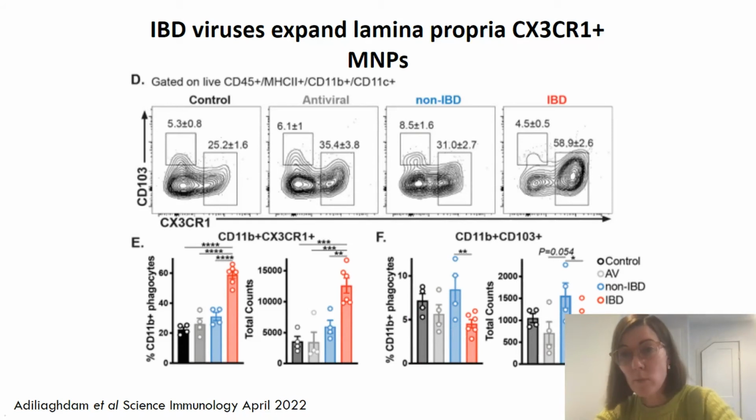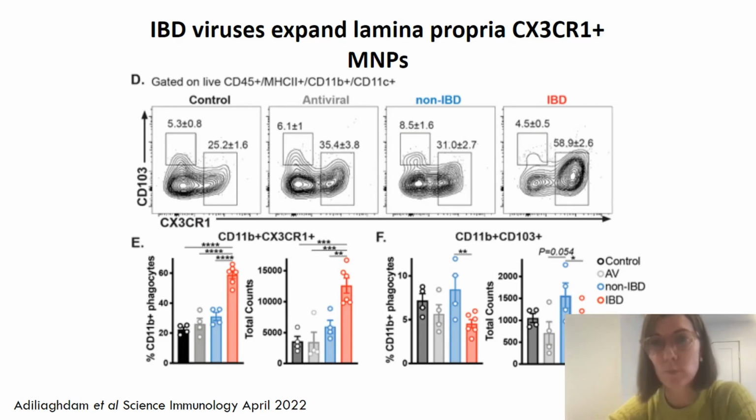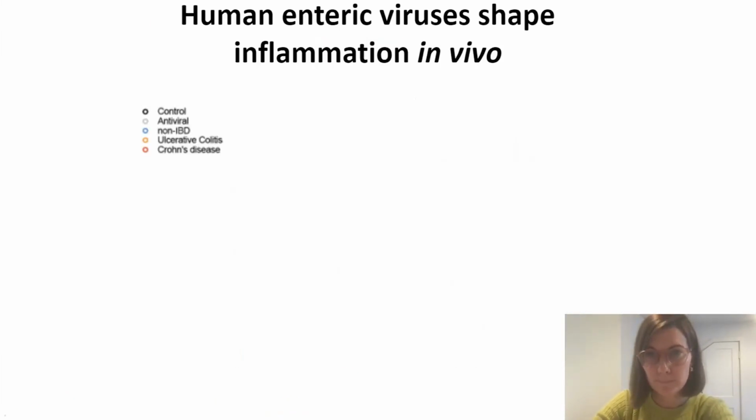In contrast, what we saw was that the non-IBD virome, in blue, could actually enhance the numbers and percentages of these CD103 positive mononuclear phagocytes, which have been shown to be able to promote T regulatory cell expansion in the gut. So on the one hand, the IBD viruses spontaneously expanded inflammatory monocytes, whereas the healthy virome led to an expansion of these more protective CD103 positive mononuclear phagocytes.